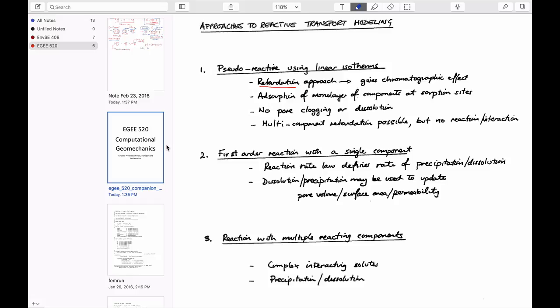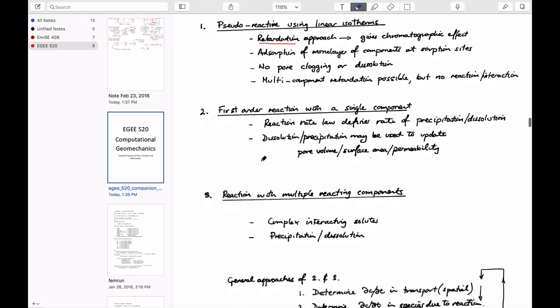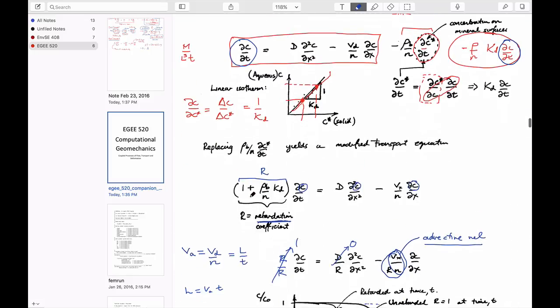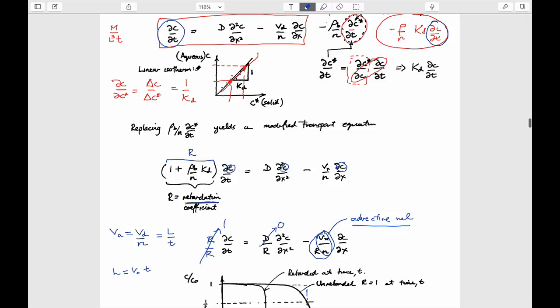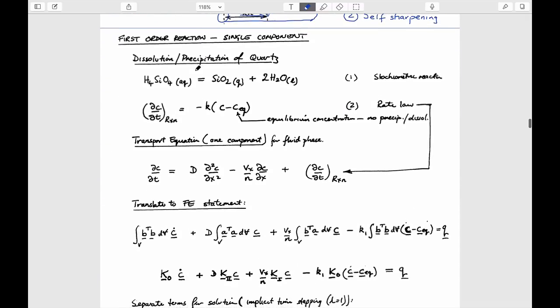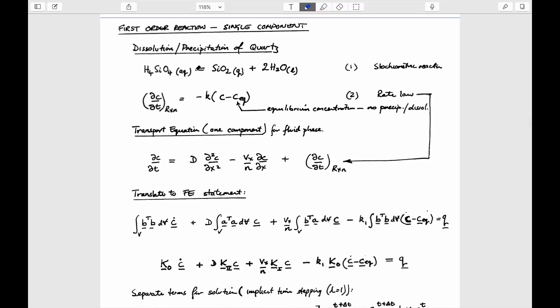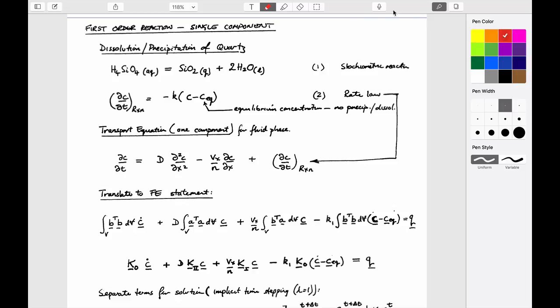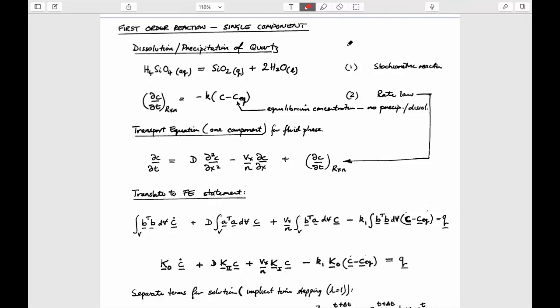So that's the first of our three ways of dealing with things, in progressive order of complexity, I suppose. First is by taking care of sorption. That's what we've talked about, which is physically manifest in terms of being a retarded transport. The second one is looking at transport of a single component with dissolution or precipitation reactions included. So I seem to have a predilection for red for some reason.